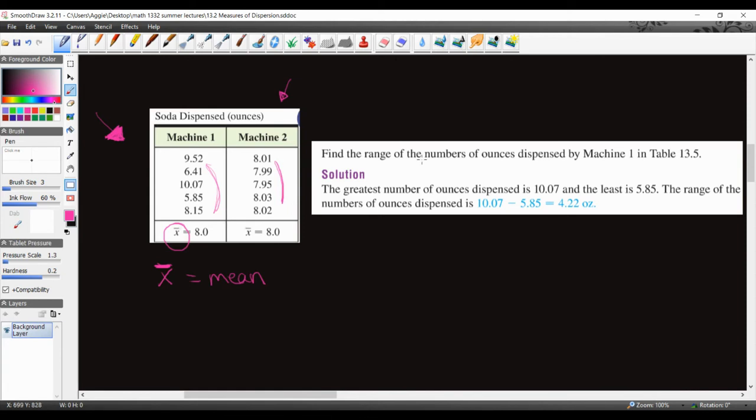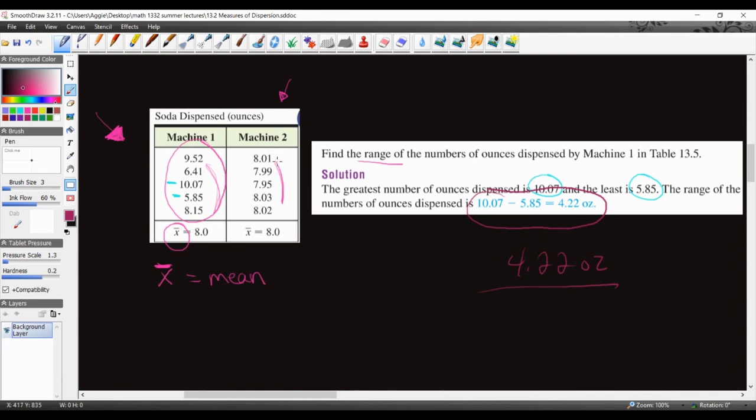It says find the range of the numbers of ounces dispensed by machine one in table 13.5. So this is our table. Machine one is these numbers, and all we have to do is look for the biggest one and the smallest one. My biggest number in this column is 10.07, and the least is 5.85. And you just subtract them. 10.07 minus 5.85 equals 4.22 ounces. That would be the range of machine one.